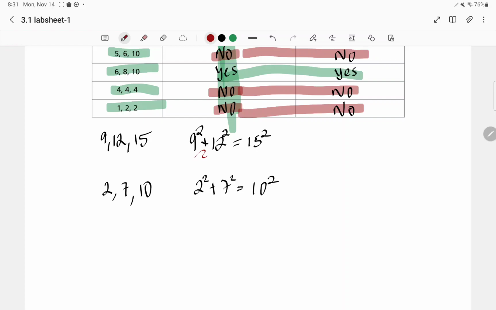On the first one, 9 squared, that's 81, plus 144 equals 225, because 15 squared is 225. And if you add those together, they do equal 225. So this is yes. And if you draw that out, it will form a right triangle. Let's take a look at the next one. That gives you 4 plus 49 equals 100. These do not add together to give you 100, and so no, that is not a right triangle because it does not satisfy that equation, a squared plus b squared equals c squared.